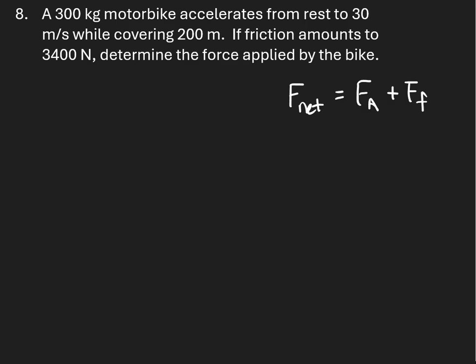I guess I should say what the question is. A 300 kilogram motorbike accelerates from rest to 30 meters per second. So it accelerates, we know that, while covering 200 meters. If friction amounts to 3,400 newtons, determine the force applied by the bike. Okay, so here's what we've got so far. I know that force of friction, it's just given to me in the question.